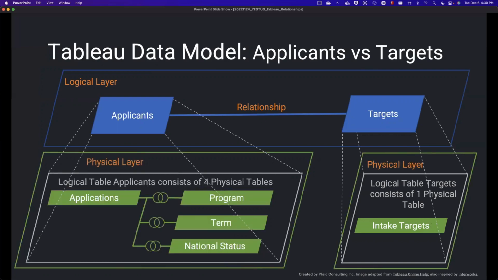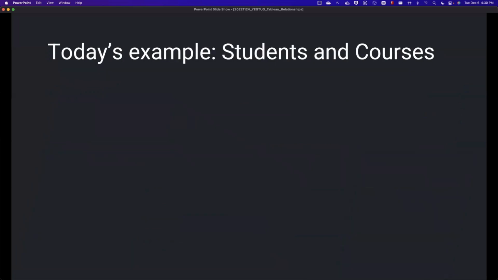However, for applicants, it's a little more nuanced. We have an applications table that's joined to a program table to help us understand what, say, BCSHS is, a term table to help us decode cryptic term codes, and national status to help us understand domestic versus international students better. We have a contract that relates these two things. As an example, it might be admission year and basis of admission, or admission year and admit year level would relate our applicants, which are super detailed, to our targets, which are really high level.